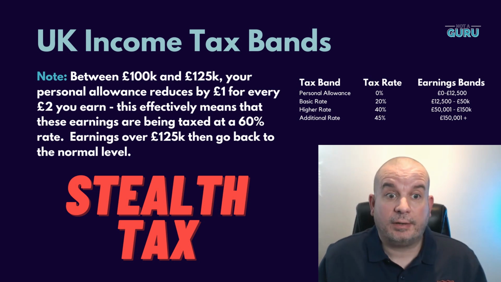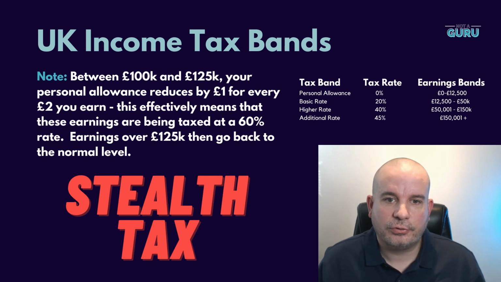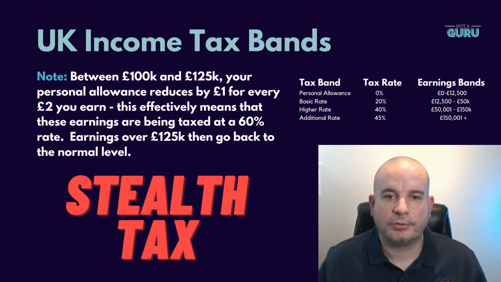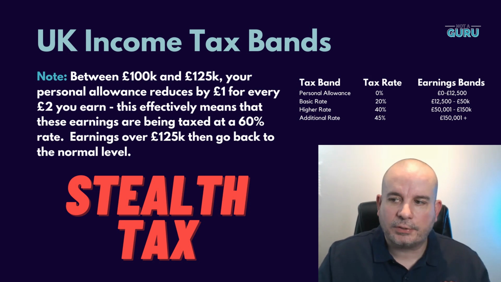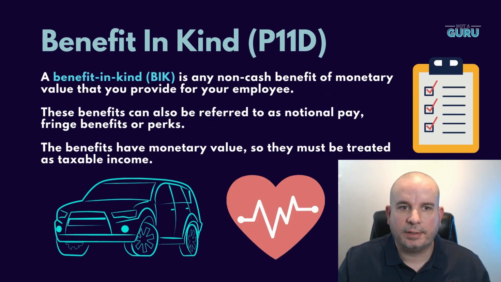But basically, if you earn between £100,000 and £125,000, your personal tax allowance reduces by £1 for every £2 you earn within that 100 to 125. That effectively means that in that bit of income between 100 and 125, you're paying 60% tax on that bit of income. Bear with me just for a second, because this leads into the next bit.